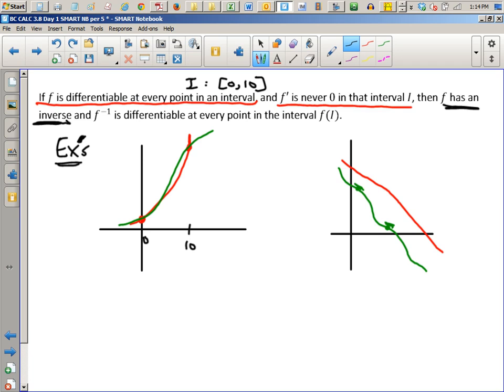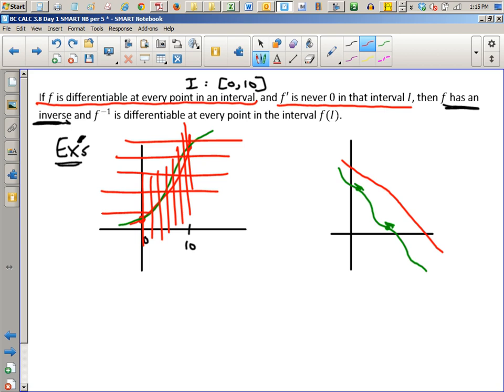Yes. For every x value, there is one y value, and for every y value, there's one x value. That means a function is one-to-one only if it passes the vertical line test and the horizontal line test. Okay? That is true for my red one over here. It passes the vertical line test. It passes the horizontal line test. It's true for the green one as well.